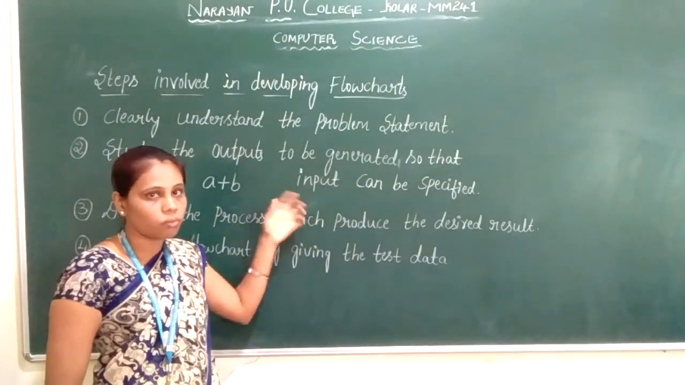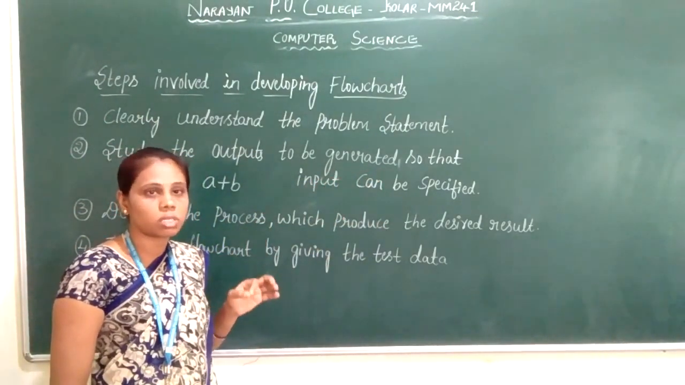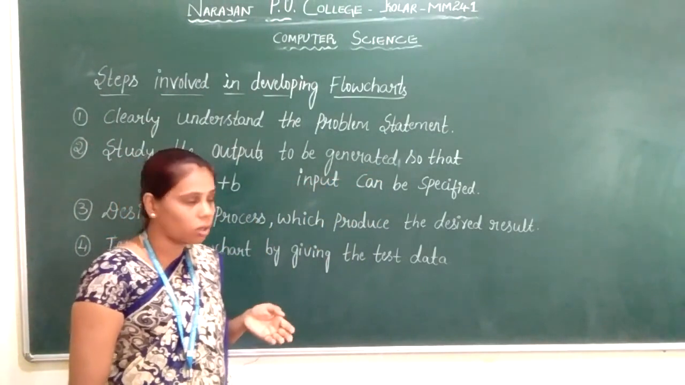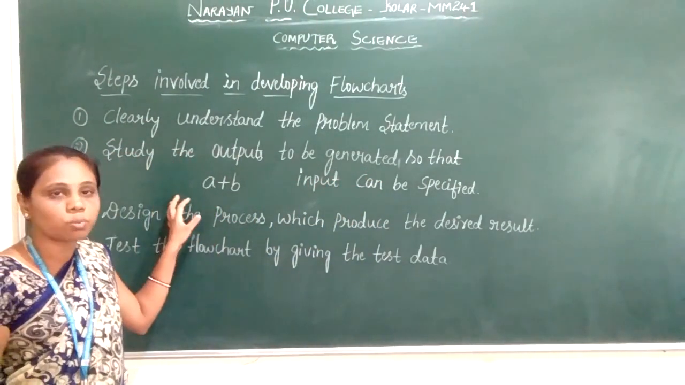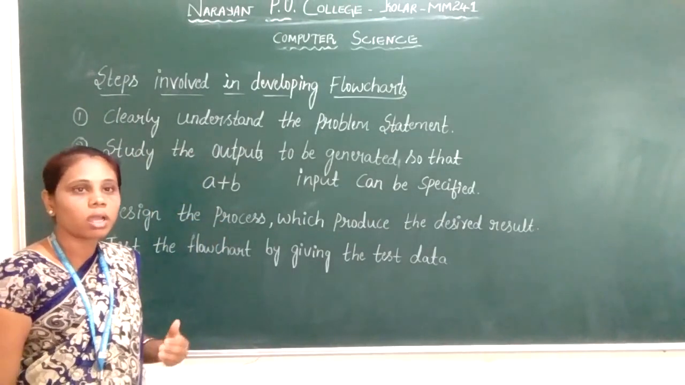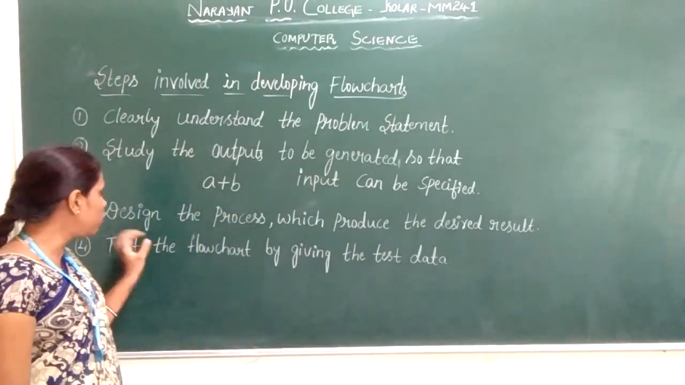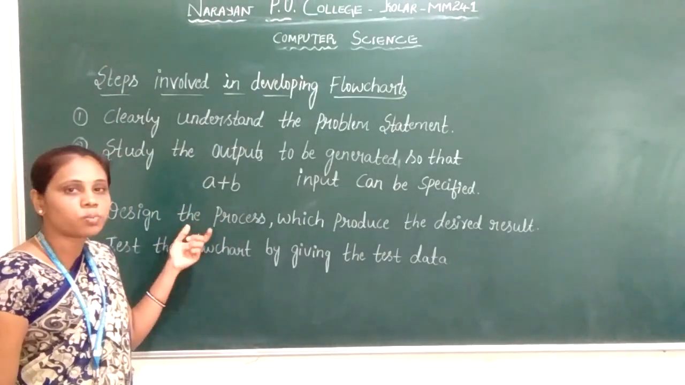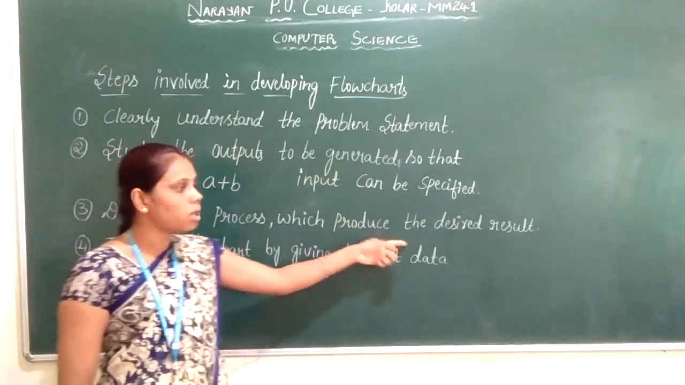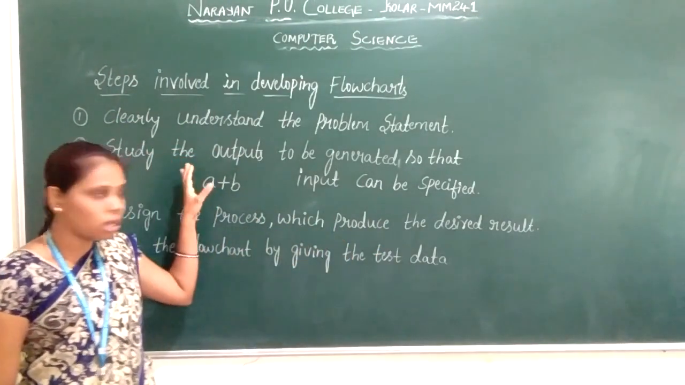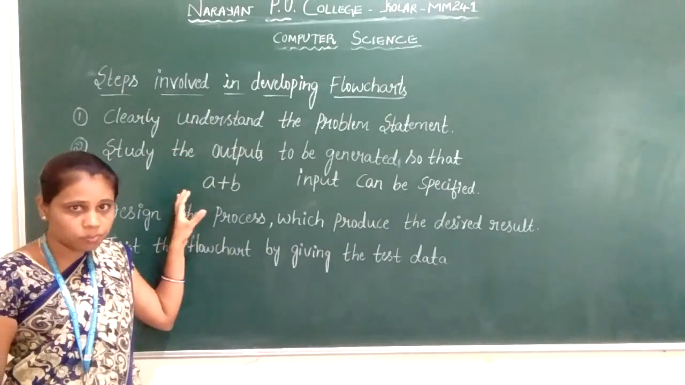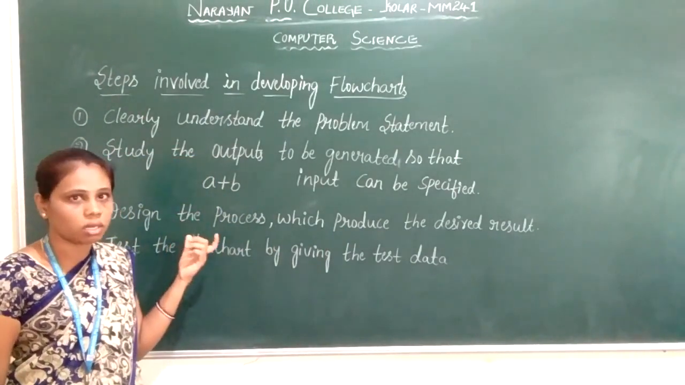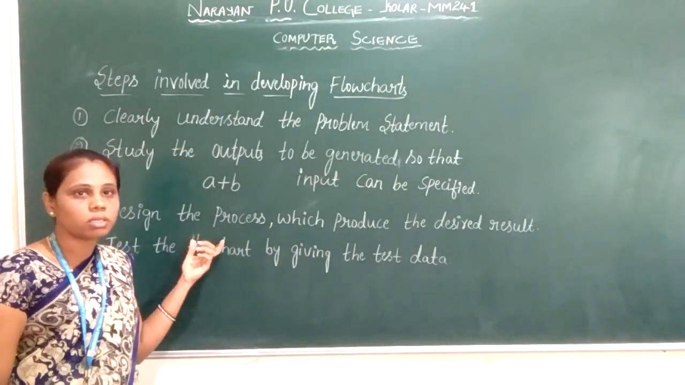This is the second step. First you need to clearly understand what the problem is and how that problem can be solved. After analyzing the problem, you need to study the outputs to be generated so that we can give correct input. Next step is to design the process which produces the desired result. After analyzing what the problem is and how we can generate the output, we can design the flowchart. So the designing will come in the next step.